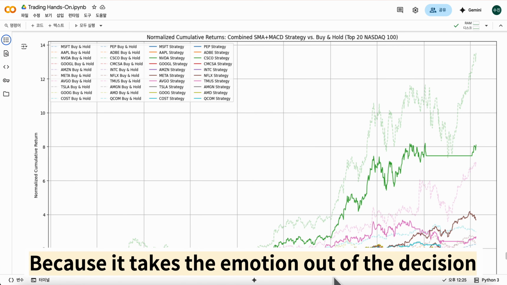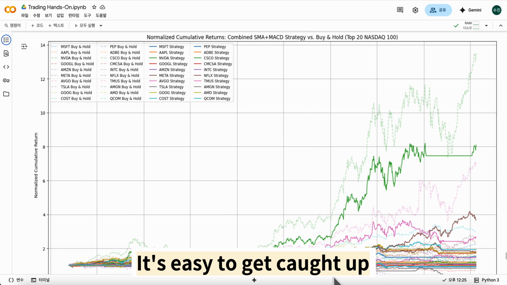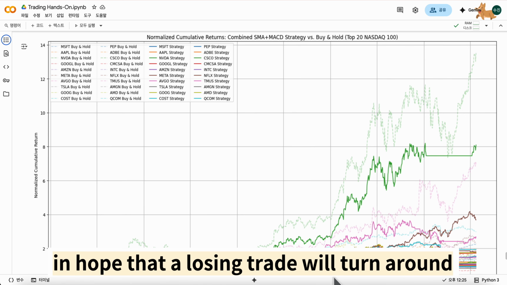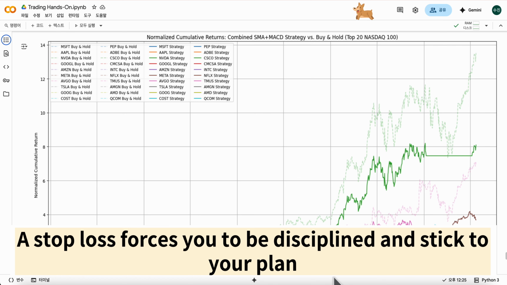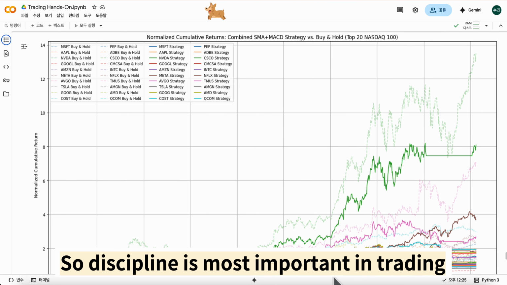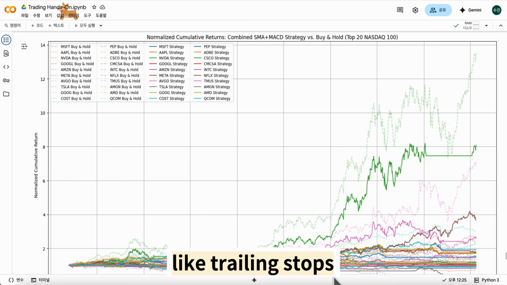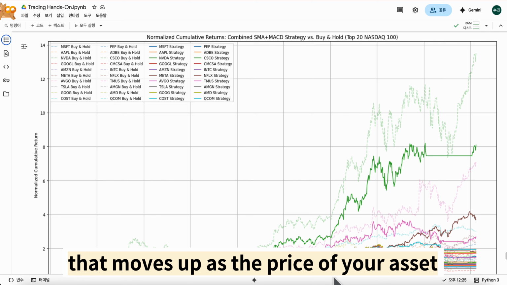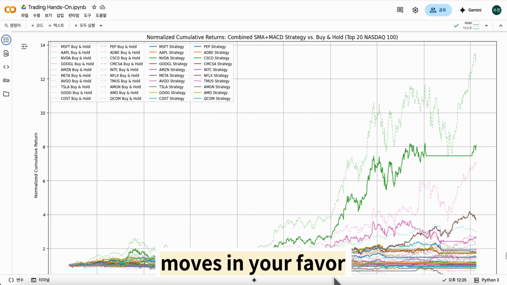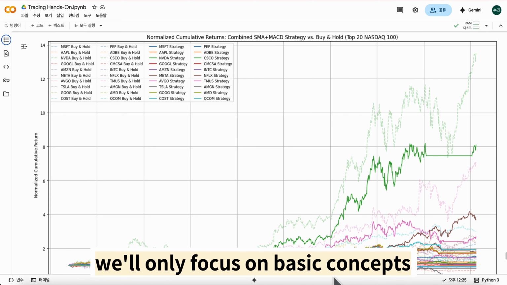Because it takes the emotion out of the decision. It's easy to get caught up in hope that a losing trade will turn around. A stop loss forces you to be disciplined and stick to your plan. So discipline is most important in trading. There are different types of stop loss orders, like trailing stops that move up as the price of your asset moves in your favor. But for today, we will only focus on basic concepts.